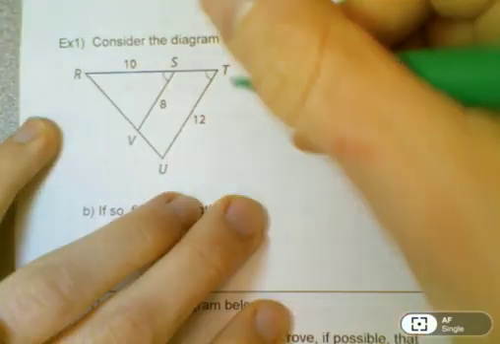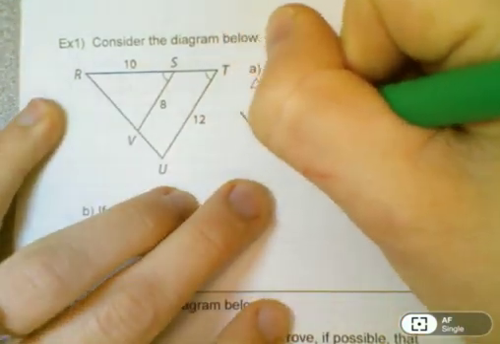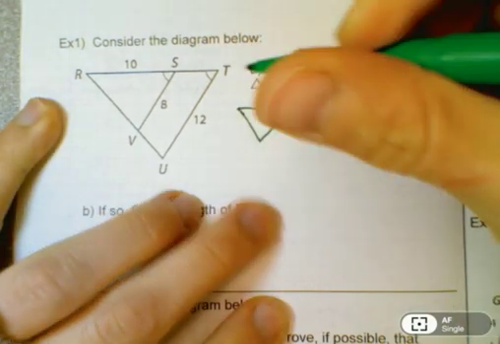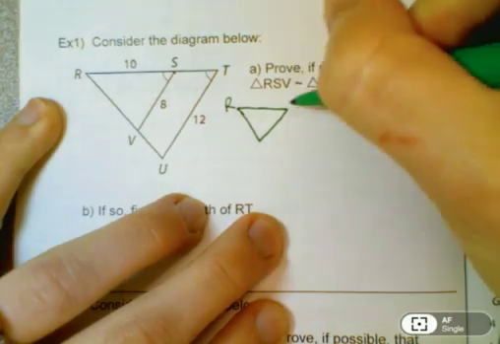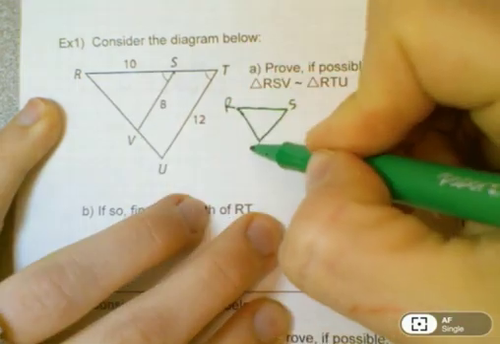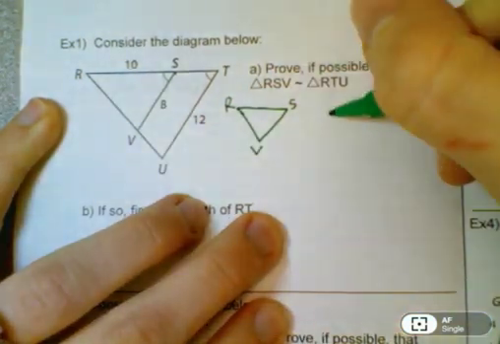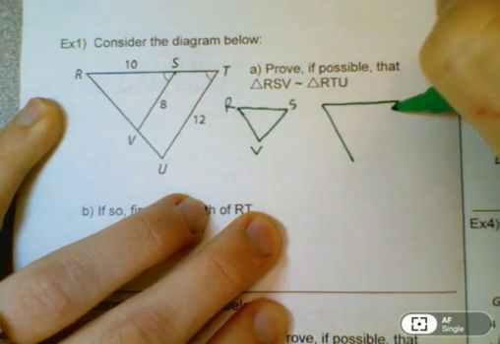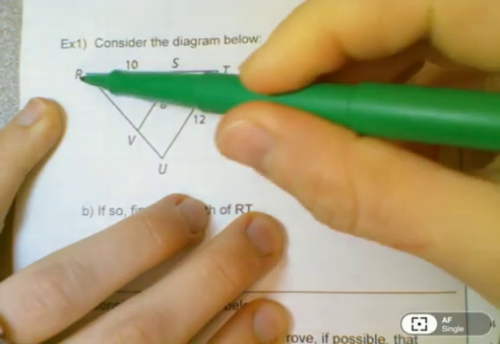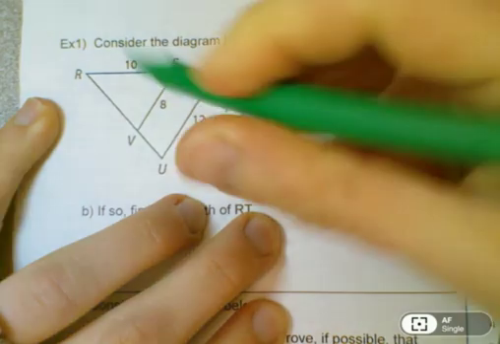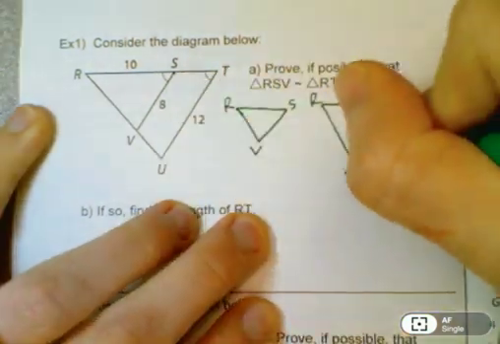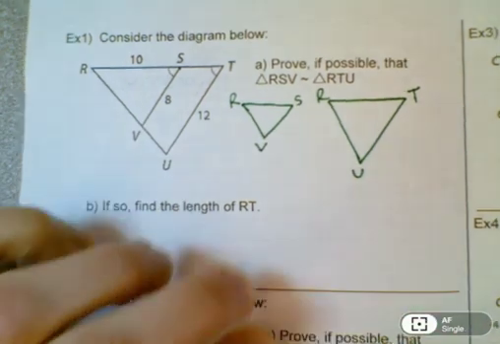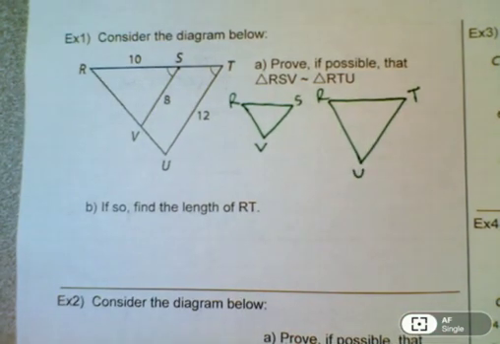I'm going to take this triangle and just sketch it and include the letters. So we've got R, and then right here that's letter S, and down here that's V. So that's my smaller triangle. And then next to it, I'm going to draw a bigger triangle, R, and then T, and then at the bottom we have U. And so the question is, are those 2 triangles similar?